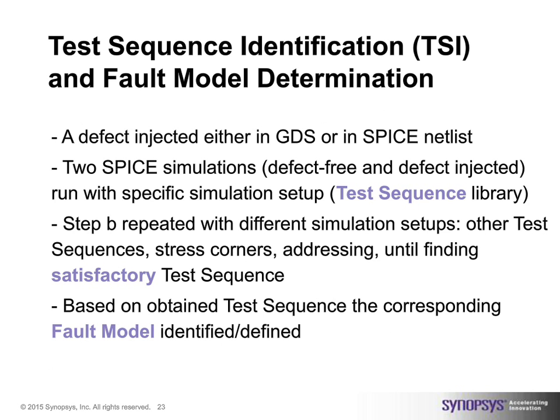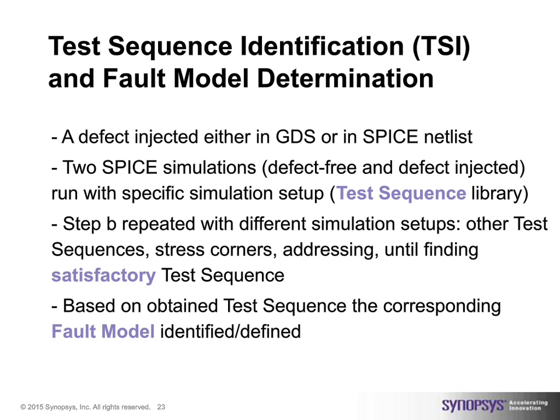Next is the test sequence that relates to it. So we develop the test sequence. We call this process the TSI process. This is test sequence identification, and also the abstraction as a fault model, so determining which fault model it belongs to. So for each one of those defects, we create the test sequence corresponding to it.